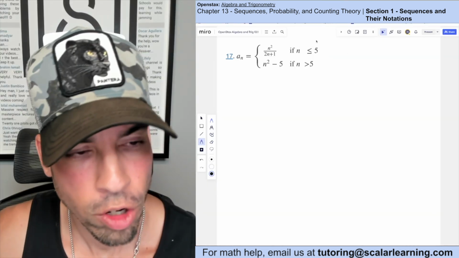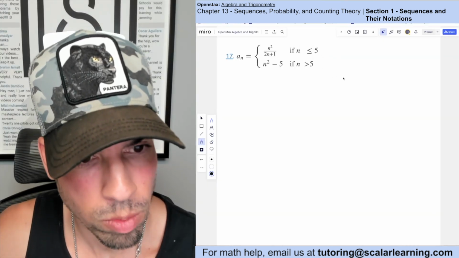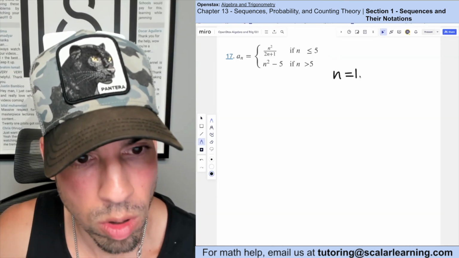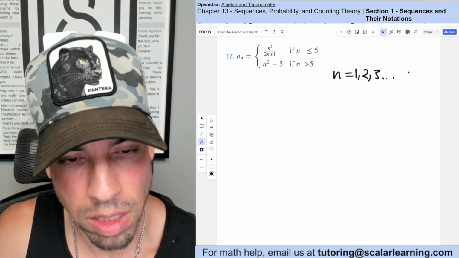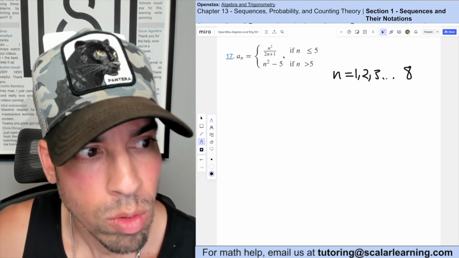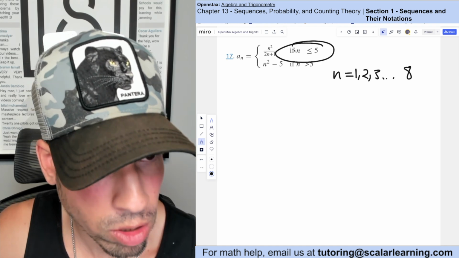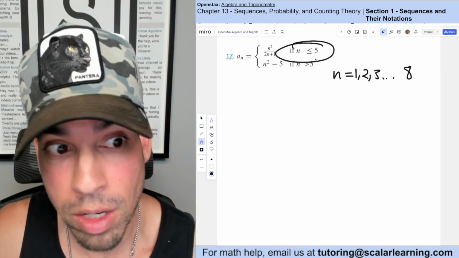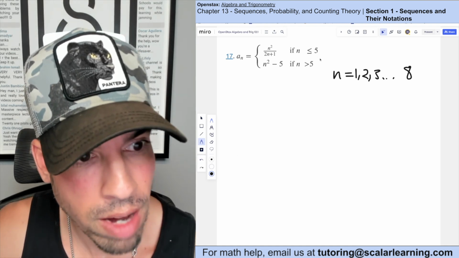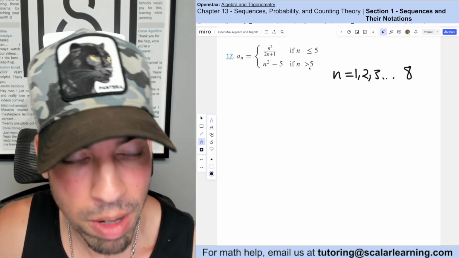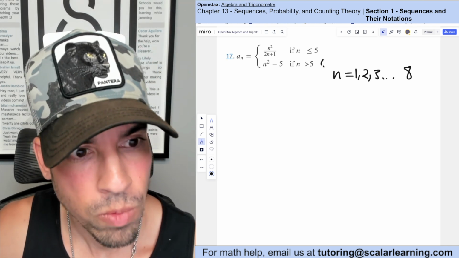Done. So here we're going to write the first 8 terms, right? And so that's going to be n is equal to 1, 2, 3, dot, dot, dot, all the way up to 8. But notice, we have a piecewise function. So 1, 2, 3, 4, and 5 are going to go here because this is n is less than or equal to 5. And then above 5, we'd have 6, 7, and 8. Those are going to go here.